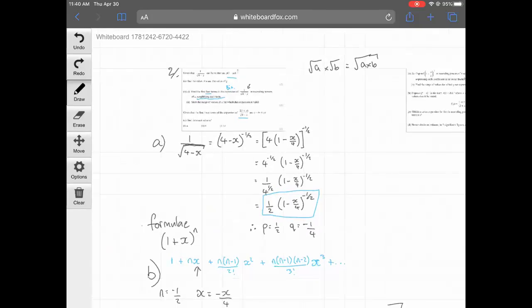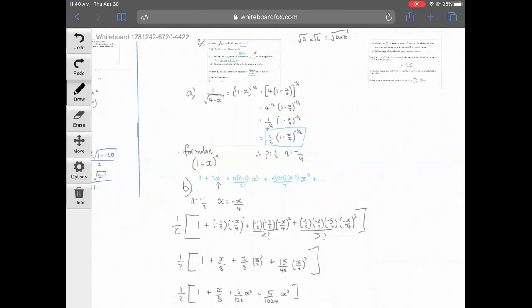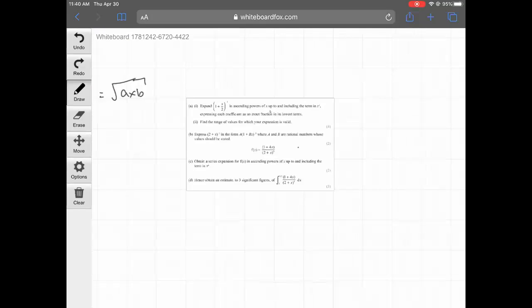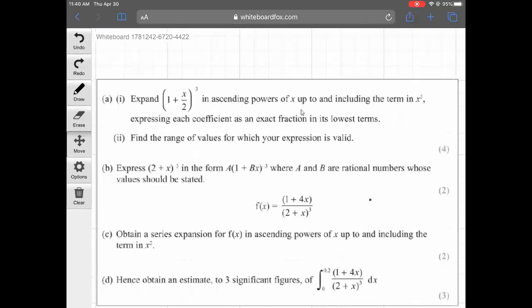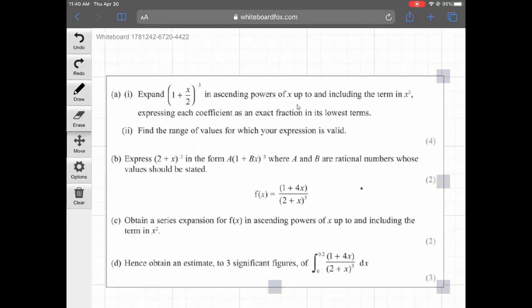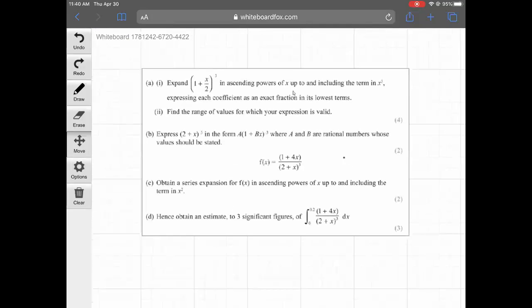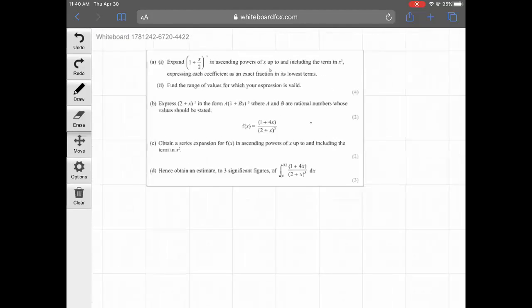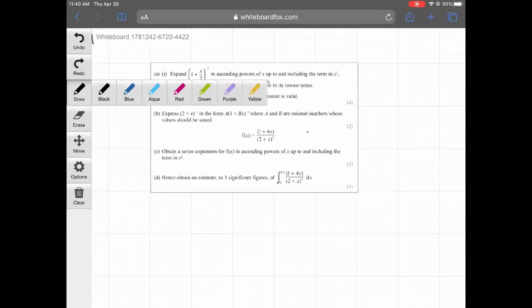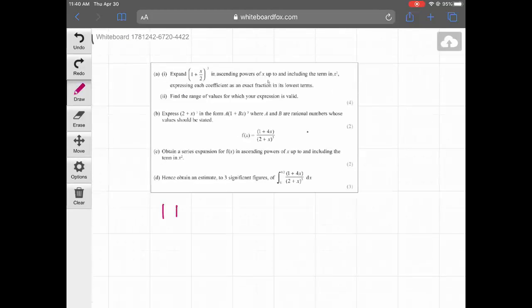No. No, okay. So let's go for 3. All right. So similar kind of question, really. Expand this in ascending powers of x. So this time it's already in that form where it's 1 plus something to the power of something, up to and including the term in x cubed. So again, we're going to be using our binomial formula. So 1 plus nx plus n times n minus 1 over 2 factorial x squared plus so on.